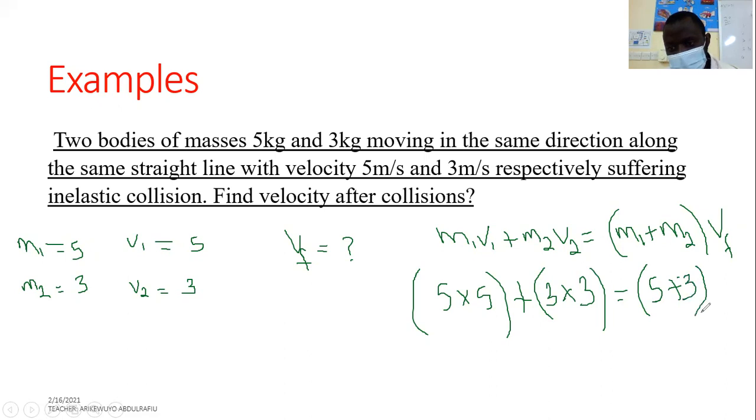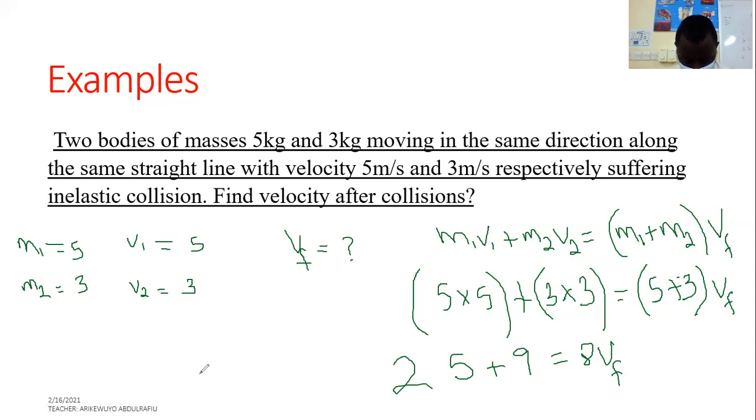This is very easy and interesting. Then I don't know my final velocity. So 5 multiply 5 is 25. Then 3 multiply 3 is 9. Then 5 plus 3 is 8 VF. So 25 plus 9 is what? 25 plus 9 is 34. So I have 34, right? Is equals to 8 VF.